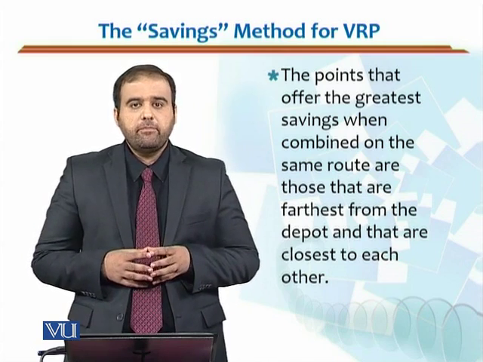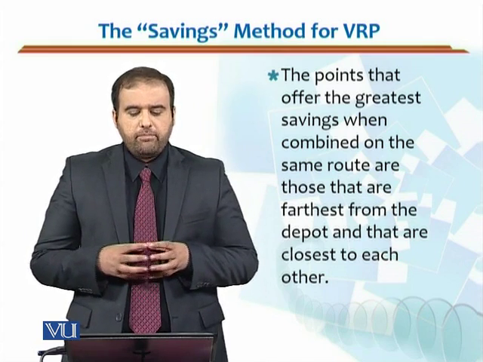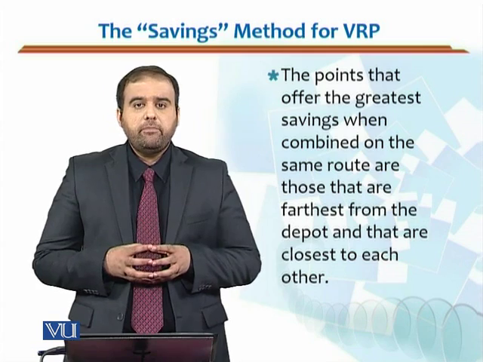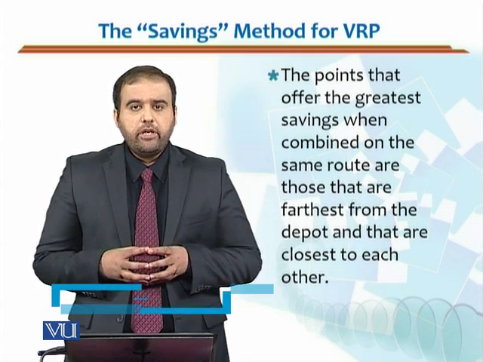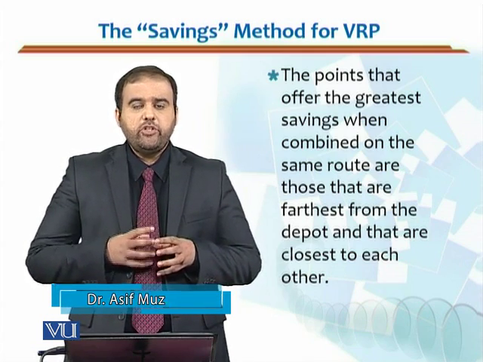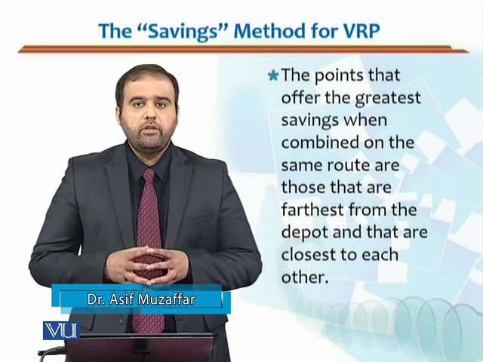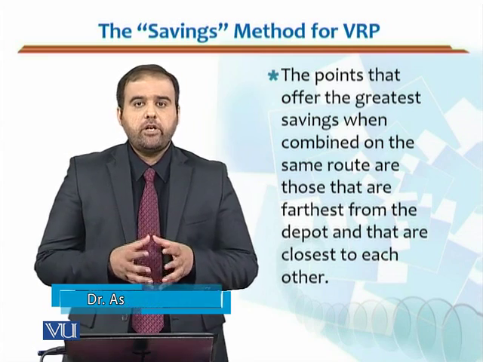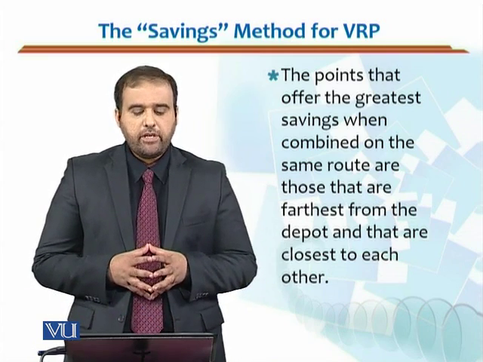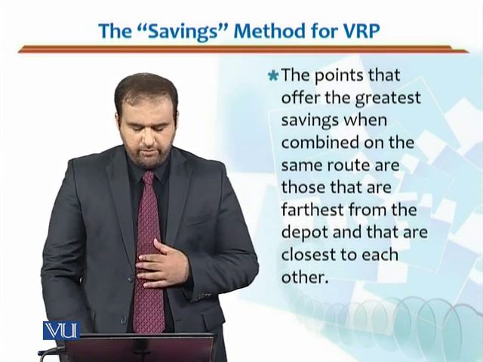ये इसका principle है. The principle would be कि आपने उन दो points को combine करना है जो कि एक दूसरे के तो closest होंगे, लेकिन आपकी जो origin है या जो depot है उससे these will be the farthest ones. So you will try to combine them and you will try to save the cost. तो ये saving method आपके पास इस चीज को शो करता है vehicle routing.